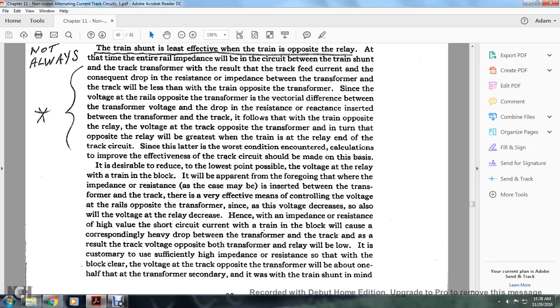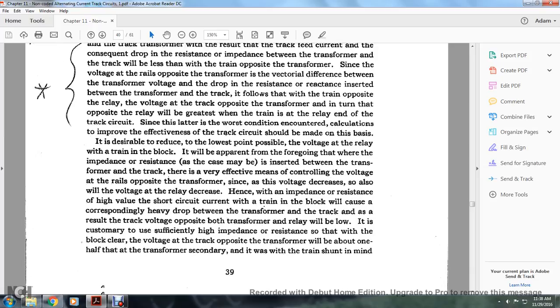It is customary to use a sufficiently high impedance or resistance so that, with the block clear, the voltage of the track opposite the transformer will be 1/2 of the transformer secondary, and it was with the train shunt in mind.